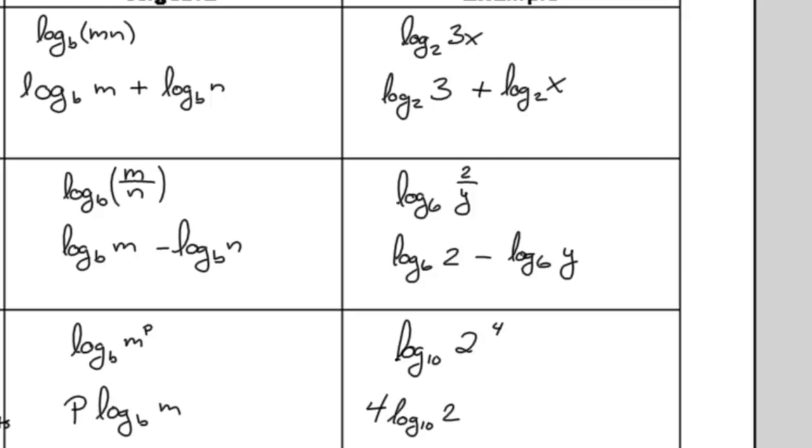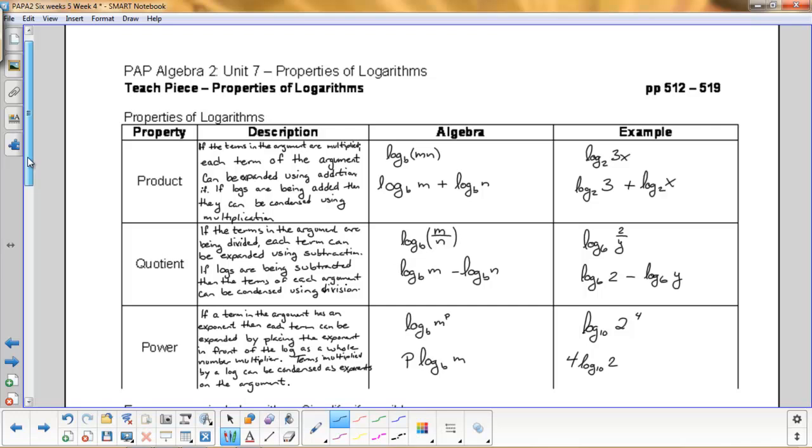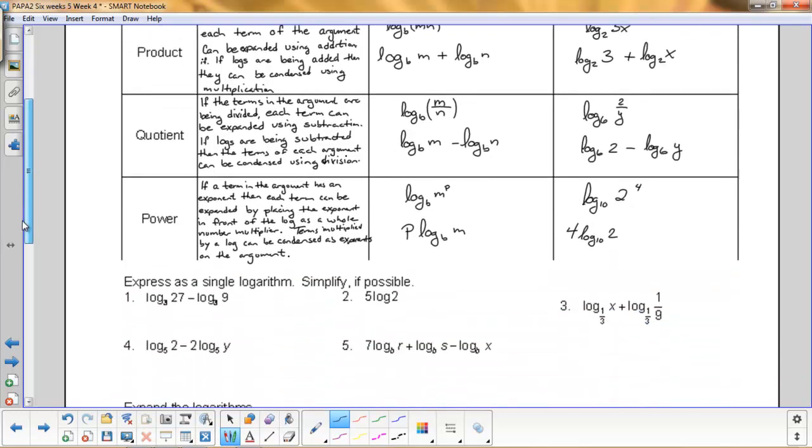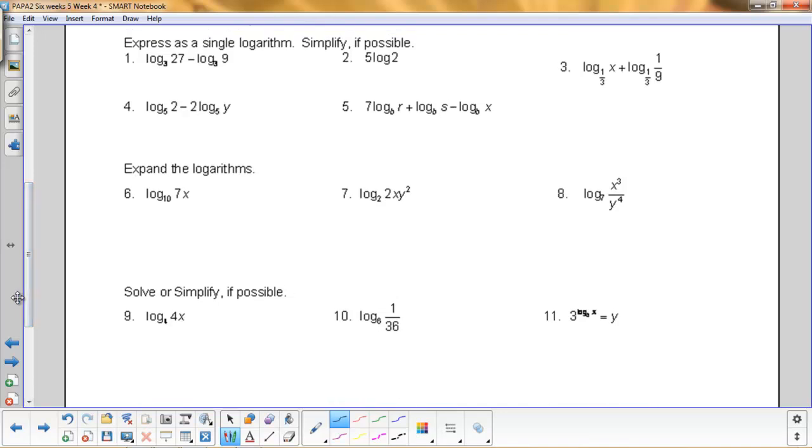After you've completed the notes for this top portion, continue on with me down below. Okay, now we're going to use properties of logarithms to simplify logs. Express as a single logarithm means condense. We're going to condense these logs down.